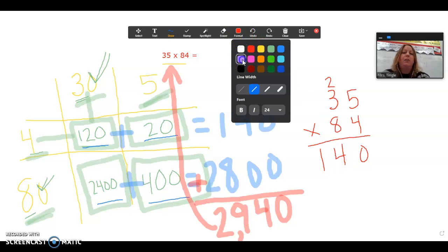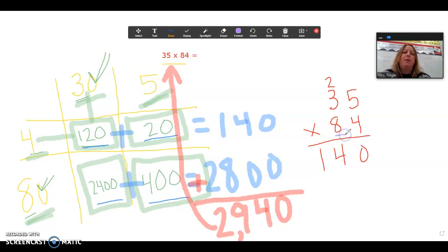Now I'll change colors, and we're going to be multiplying by 8. But this 8 isn't really an 8. This 8 is actually an 80. So we're going to put the 0 there in the ones place. 8 times 5 is 40. 8 times 3 is 24. 24 plus 4 is 28. And you can see 140 and 2,800.